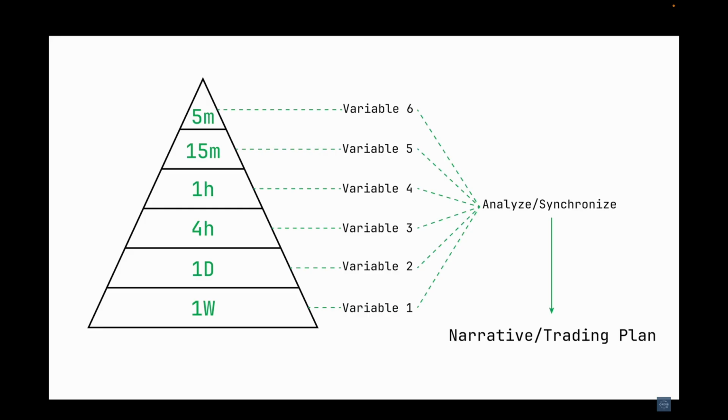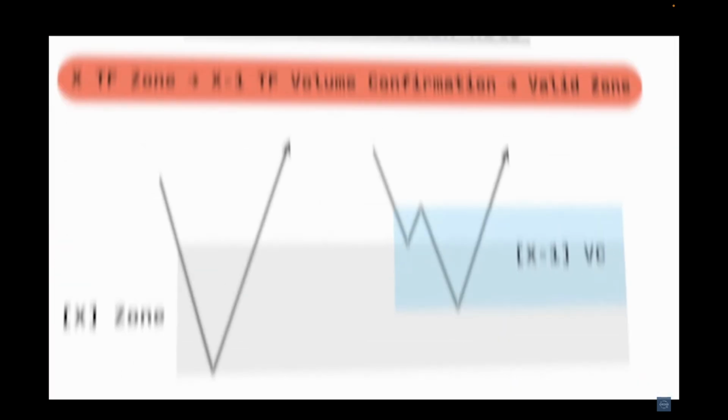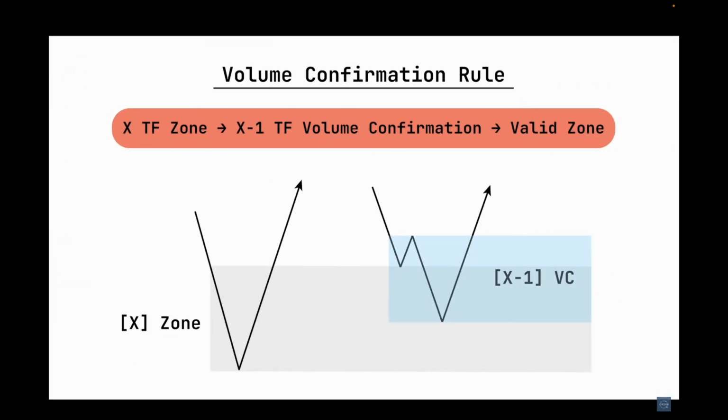Now that we understand what top-down analysis is, what time frames we use, and what variables are, we can move directly to Algorithm AB. One of the most important rules in this algorithm, which is used everywhere, is volume confirmation. This rule involves validating a certain zone of interest by receiving confirmation that volume has entered the market on a smaller time frame. The rule is as follows: X time frame zone, X minus 1 time frame volume confirmation. As a result, we get a validated zone.